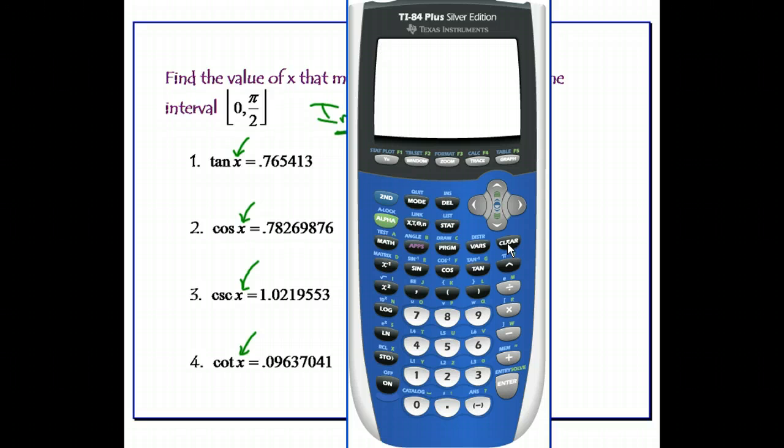So I'll go second tangent, 0.765413. Close the parentheses. It's giving me an angle for an answer. My mode is still in radians, so it'll give me a radian measure. And I get this 0.653. Let's try it for the second one. Cosine, so I'll go second cosine. I get 0.782, oh my goodness, more decimals than you'd ever need.